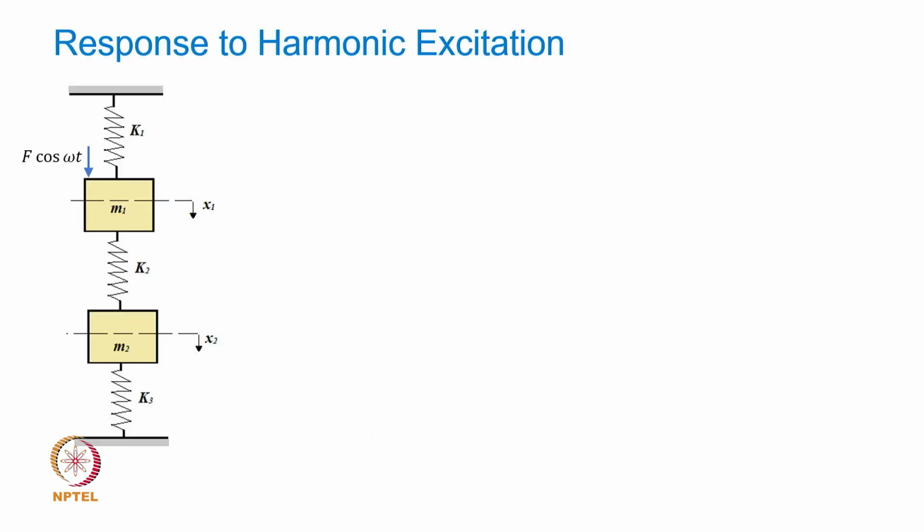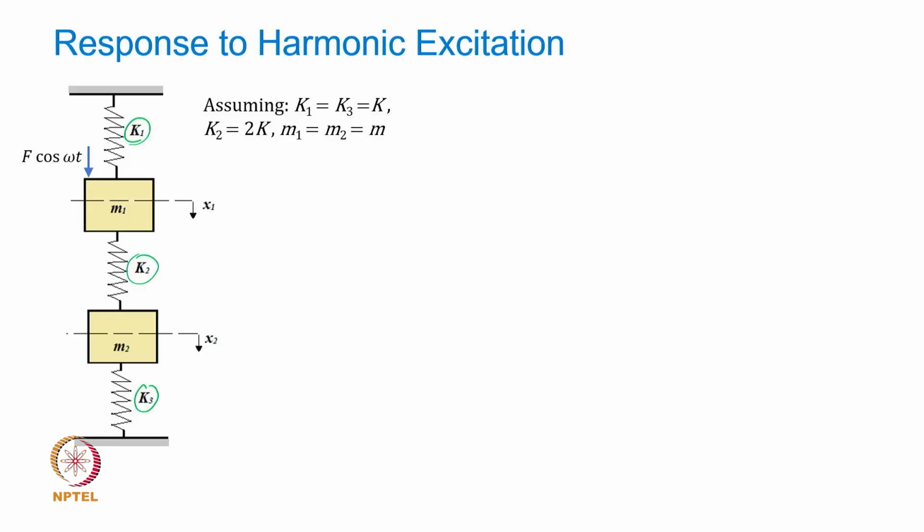Now what we do is we take a simple case, the way we did it for the free vibration also, for figuring out what the mode shapes and natural frequencies are. We assume that the stiffness K1 and K3 are equal to K, and this stiffness is equal to 2K, and the two masses are identical. This is done for understanding the response behavior.